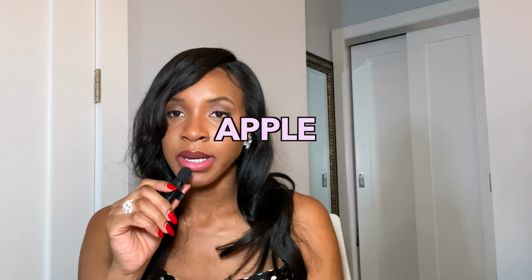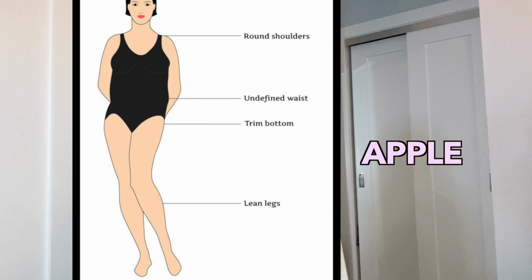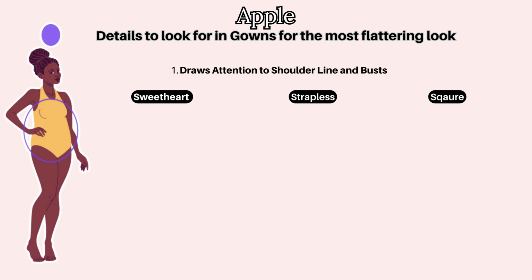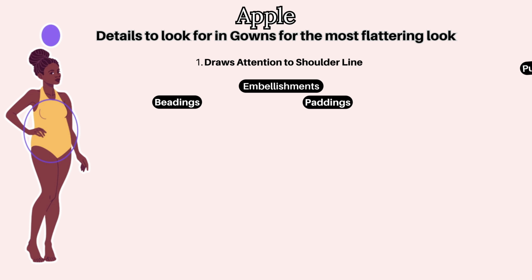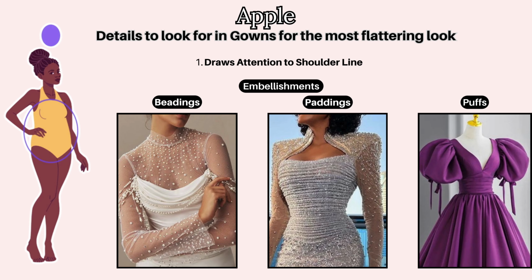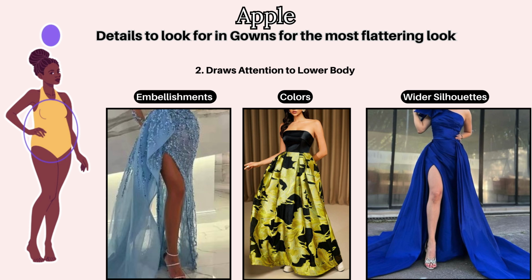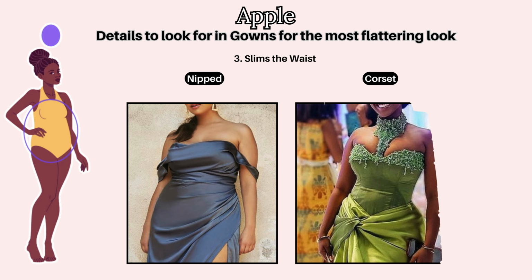So for the apple body type, when choosing gowns, choose styles that bring attention to the shoulder line and the bust area. So stuff like sweetheart neckline and embellishments, kind of similar to the Pear body. And also look for styles that bring attention to the lower body. So we want to bring attention to the upper body and the lower body so that we can distract from the wider midsection. We also want to look for styles that help to slim the waist.